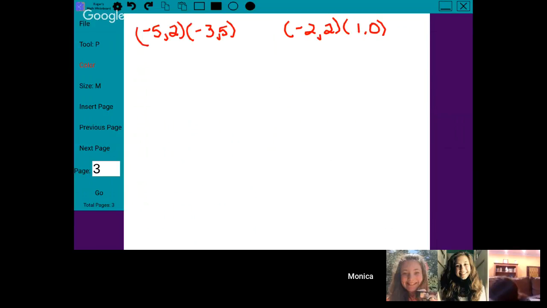Okay. So to find the slope of that first line, you're going to say y2 minus y1. So that's going to be 5 minus 2 over x2 minus x1. So that's a -3 minus a -5. And we have minus minus, that becomes a plus. Okay. So 5 minus 2 is 3. And -3 plus 5 is going to be 2.